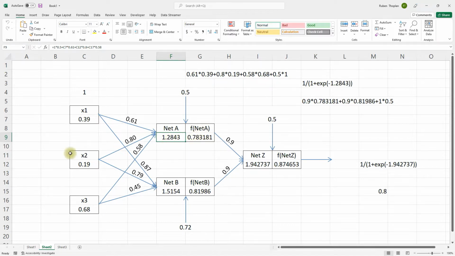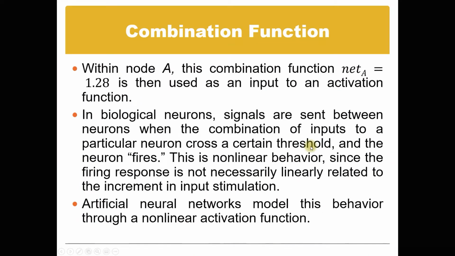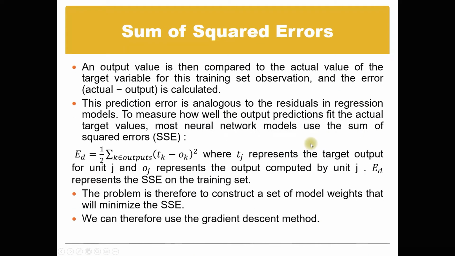The 1.2843 is the one that we use to obtain sigma net A. But I'm not going to get into this again. We've already done that, so we'll just move on. And here, what we want to do now is to update those weights as I told you. But to be able to update those weights, let's take another notation.